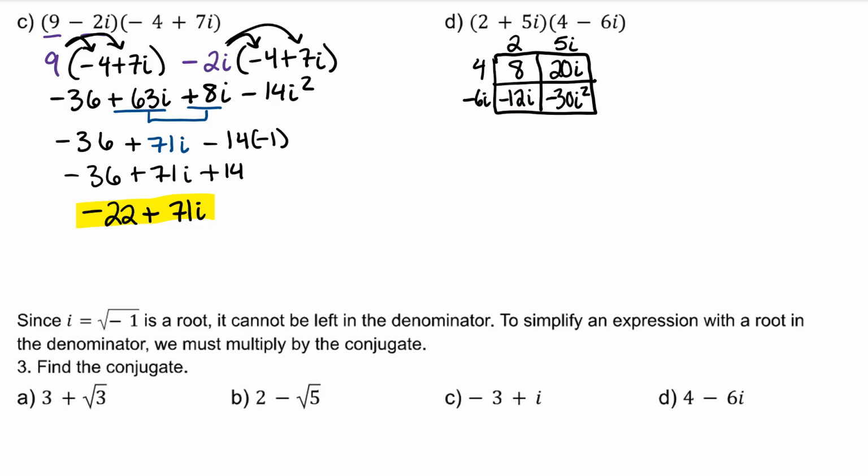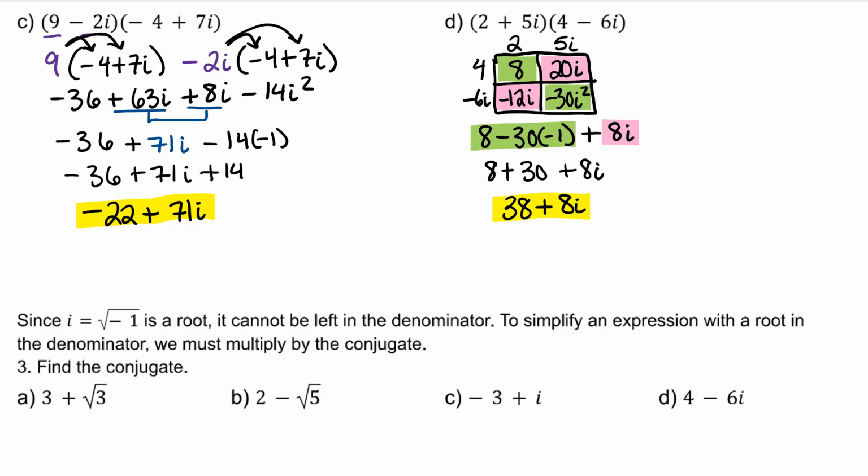We replace i squared with negative 1, and that will make this term a real number, and combine it with the other real number. Also combine your imaginary numbers together. And our result is another complex number.